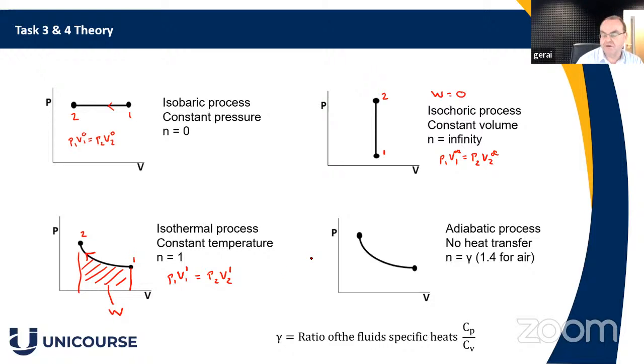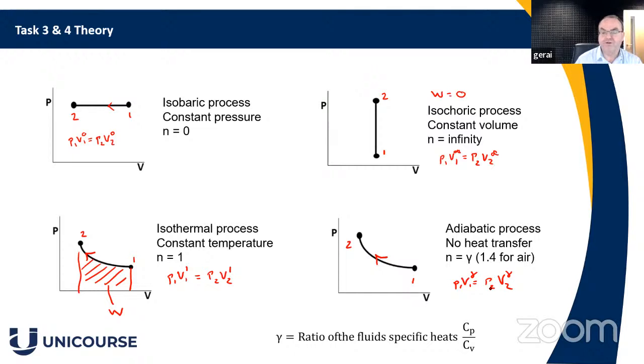So the last classical process is the adiabatic process. So again, we keep it the same. We'll go from 1 to 2, and so it's a compression. That's our direction. Again, we have P1 V1 to the n is equal to P2 V2 to the n, and the index of compression this time, n, is equal to gamma. Gamma for air is 1.4. So for an adiabatic process only, you don't put n, you put gamma in there.